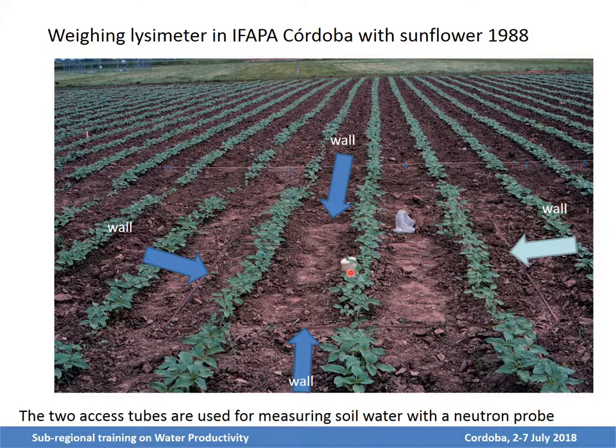We see here 1 and 2 access tubes for neutron probe measurements, just to check the soil water content profiles. And here we see that around the lysimeter we might find some plants that are missing, or some small plants, because of compaction during normal operation of the lysimeter, which includes weeding or measuring the soil water content, etc. So it can be challenging keeping the conditions inside the lysimeter and outside equal.